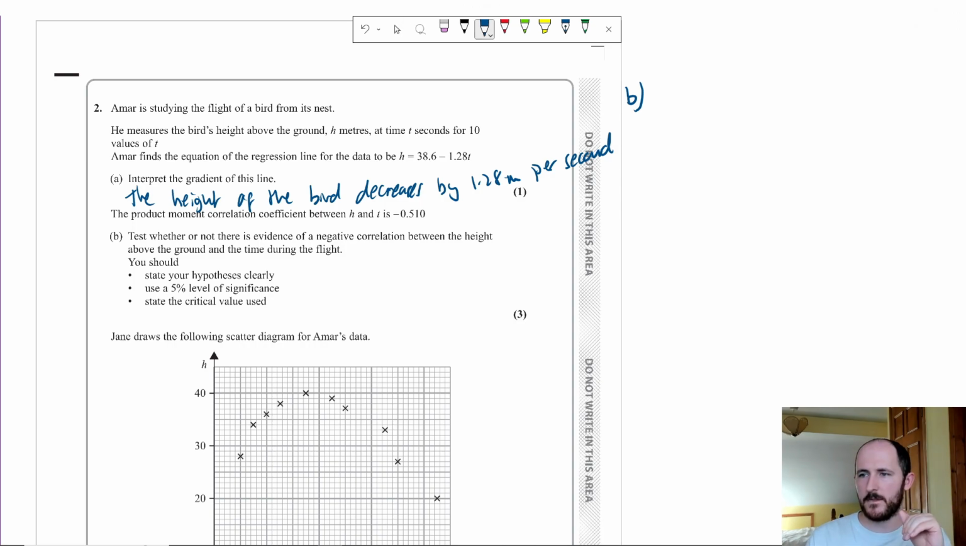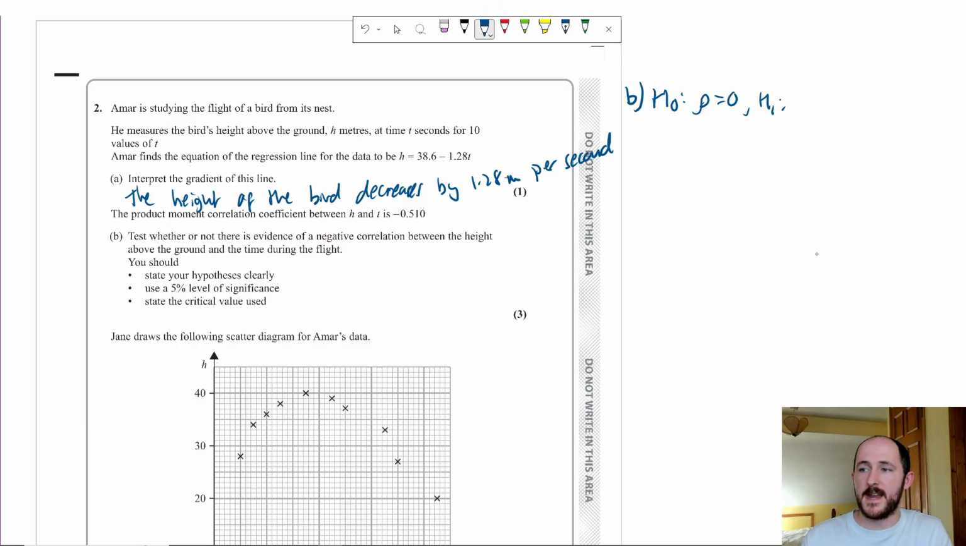So, first of all, hypotheses to get 1 mark. The null hypothesis for a PMCC test is always that there's no correlation. That's what we have to assume to be true, because we have no evidence for a correlation until we've done the test. Hence, the null hypothesis is always rho, the PMCC, equals 0. There's no correlation.